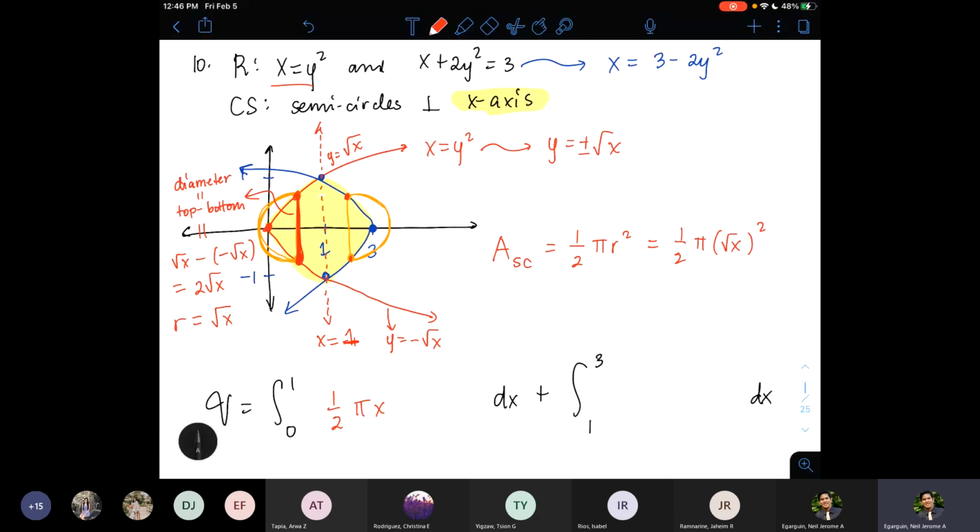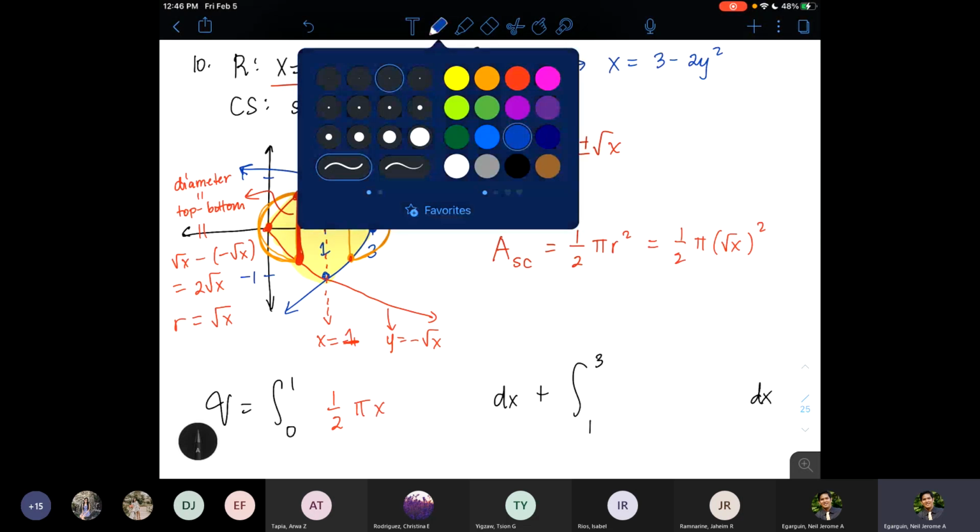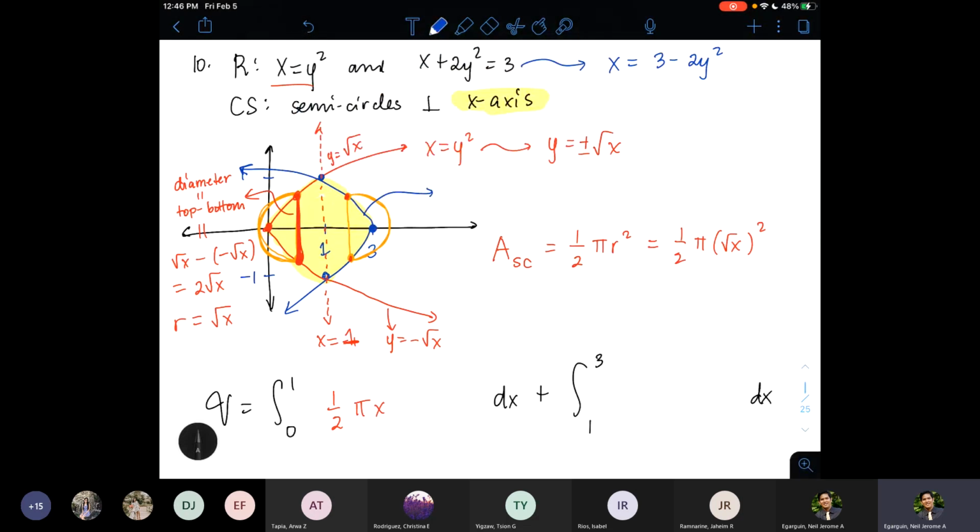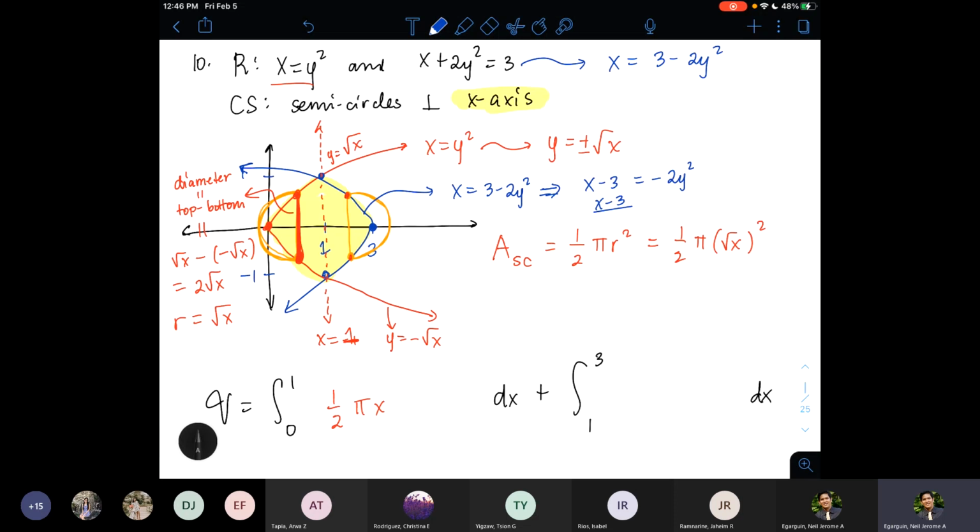All right. And then if you do the same thing for the blue curve, you apply the same principle. You solve for y in terms of x. So we see that x is equal to 3 minus 2y squared. Solving for y in terms of x: x minus 3 is equal to negative 2y squared. Divide both sides by negative 2, and we get y squared. So that means y is equal to plus or minus the root of (3 minus x) over 2. Okay, so the top curve is the square root of (3 minus x) over 2. The bottom blue curve is negative root of (3 minus x) over 2.